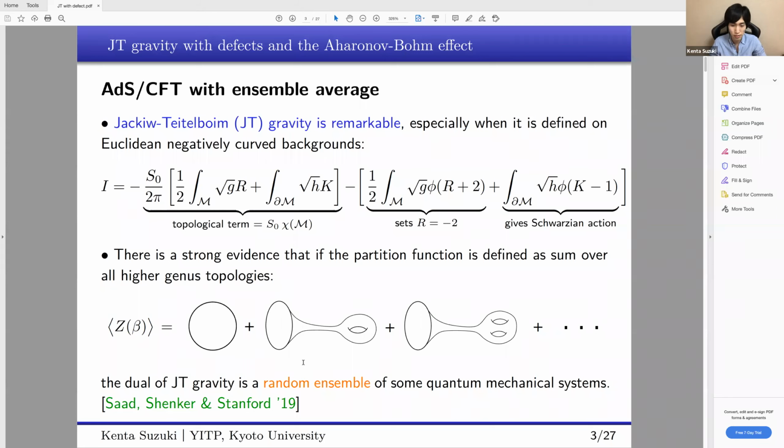Of course, you can also define the theory or model in a different way. Namely, we just fix the background topology. For example, if we just focus on this disk geometry, then the boundary theory is purely given by Schwarzian theory, which comes from this boundary action. But if we define the theory by a topological expansion like this, then the boundary theory is a random ensemble.